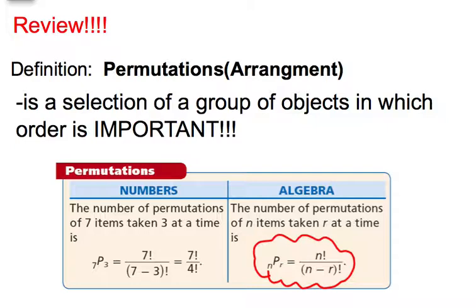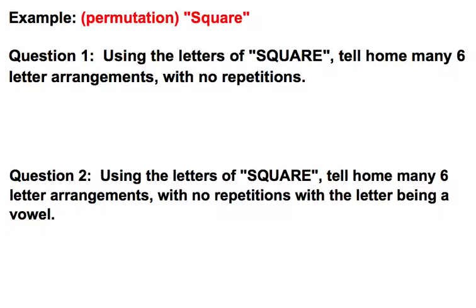nPr: n is the number of total items, and r is how many you're going to take out. Here would be an example of a permutation. We give you the word square, and we want you to figure out how many different ways you can rearrange the order of these 6 letters. Square is one way, and I'm not going to list them all off, because that would take a long time. So, how many letters do we have? We have 6 letters. So it would be 6 factorial, or 6 times 5 times 4 times 3 times 2 times 1, and then we would multiply those numbers together.